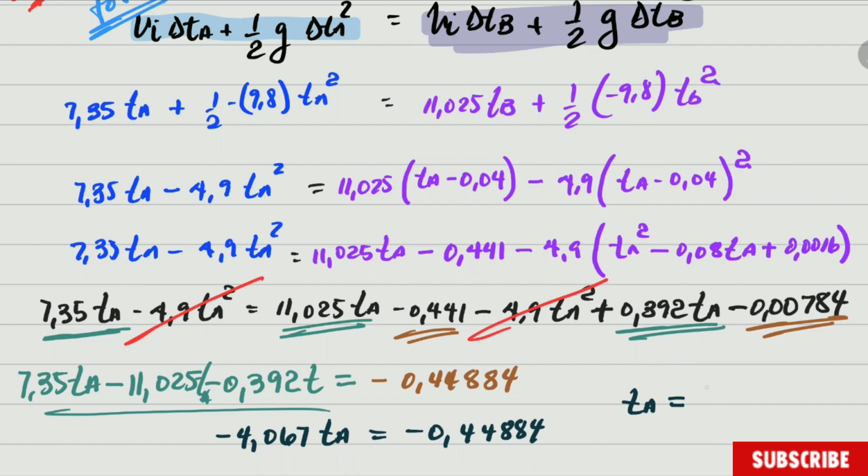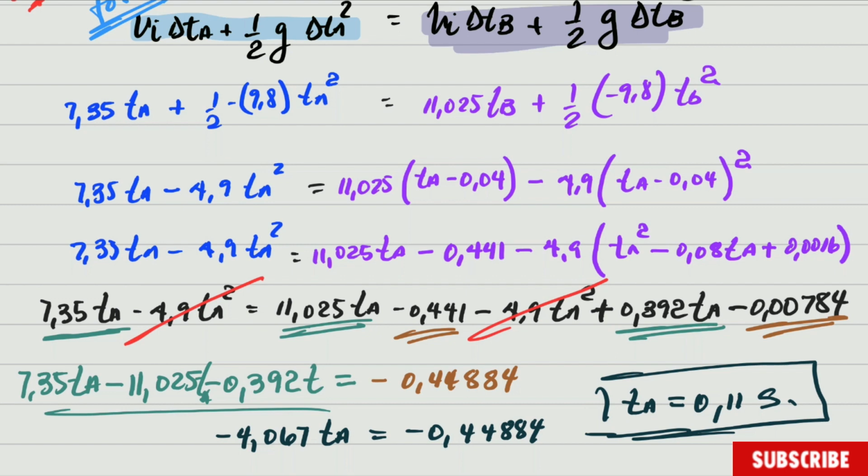And then the final answer will be 0.11 seconds. This is the final answer for the time. 0.11 seconds after ball A is thrown, the two balls will be at the same height from the ground. This one is the final answer.